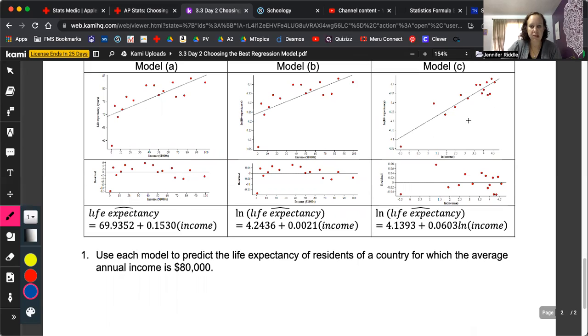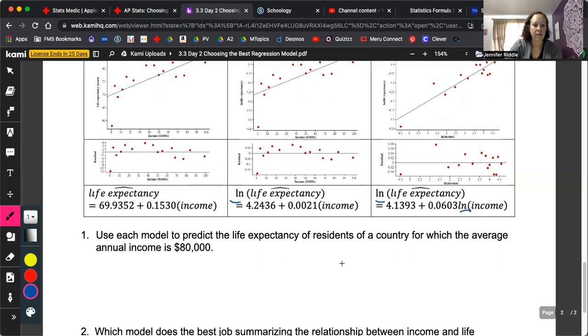And then in model C, we're taking both the natural log of the predicted life expectancy and the natural log of the income. So we're doing it twice instead of just the once, or taking the natural log of both the X and the Y axis. When we do that, we can see we really do get much more of a linear pattern, and our residual plot is very scattered.